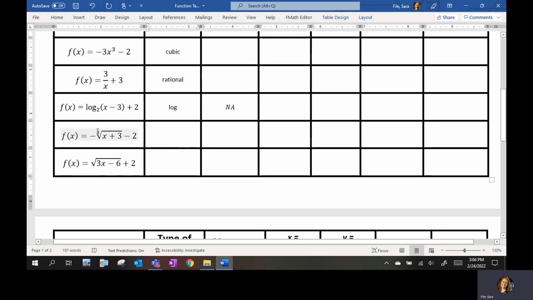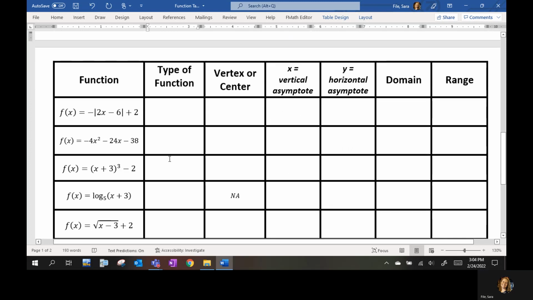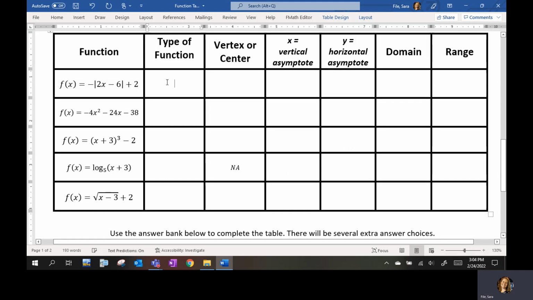All right, under a cube root again. X is under a square root. Now this one, remember, it could be listed as square root. Radical means the same thing. So the radical function and the square root function. Here x is in absolute value bars. So this is an absolute value function.